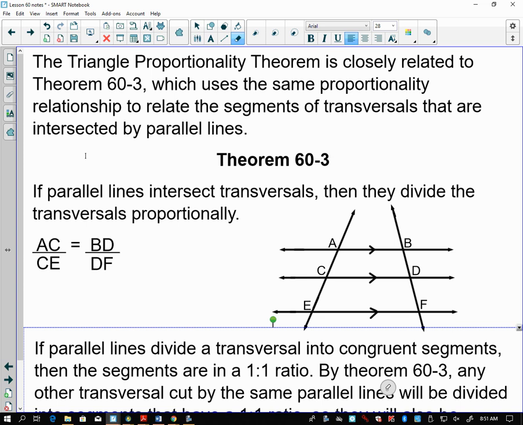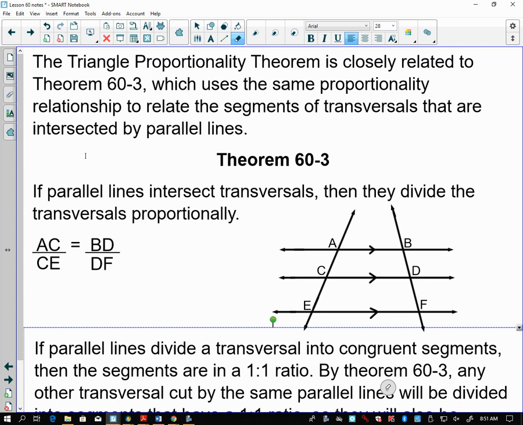Okay, the triangle proportionality theorem is closely related to what we call theorem 6-3, which uses those same proportion relationships to relate line segments of transversals that are intersected by parallel lines. So we have these lines here that are intersected by a series of parallel lines. Those segments on one side are proportional to the segments that correspond to them on the other side.